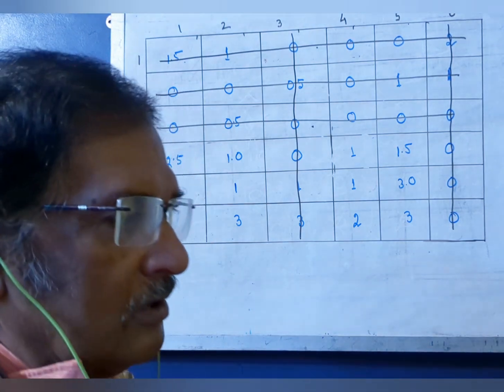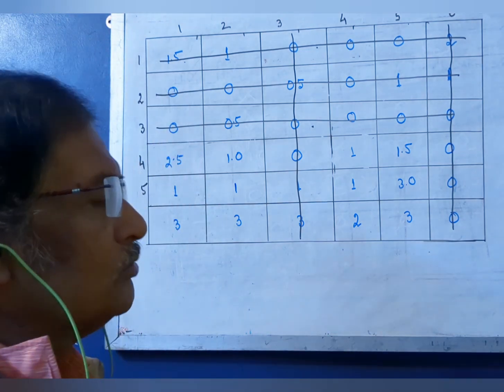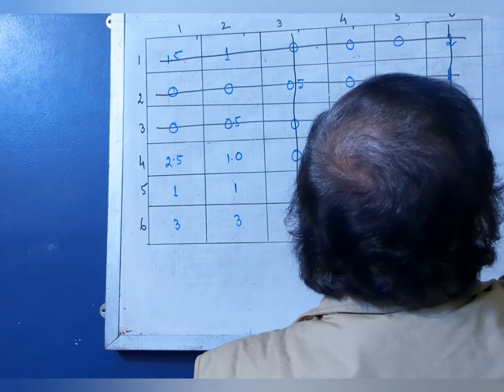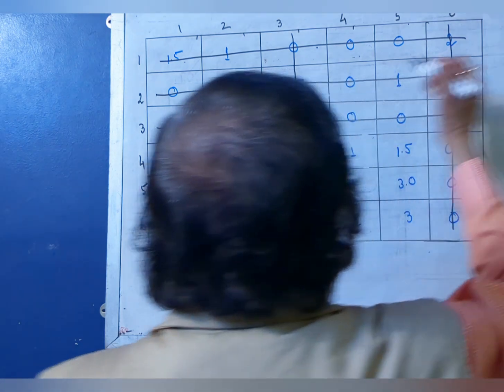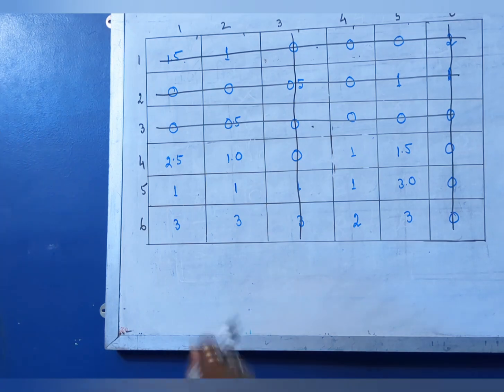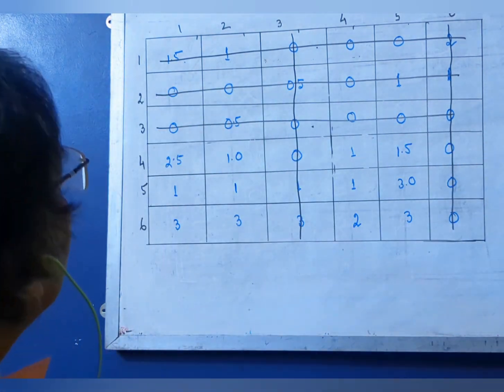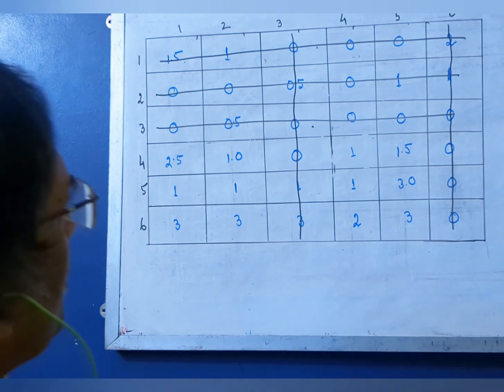The condition for reaching the optimum is that the number of lines should be equal to the order of the matrix. In this case, the order of the matrix is 6, but the minimum number of lines needed to cover all the zeros is 5. That's why we should proceed further.